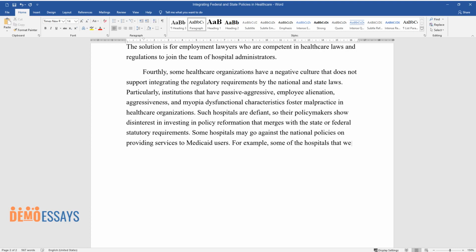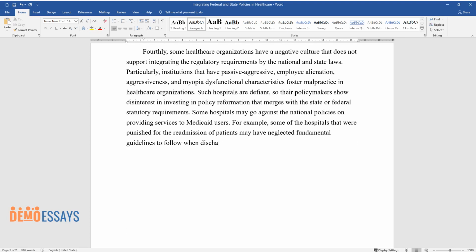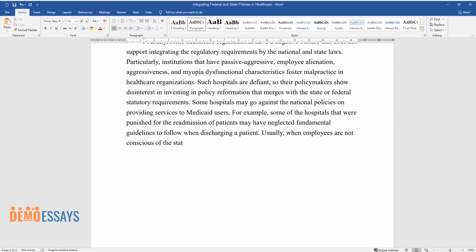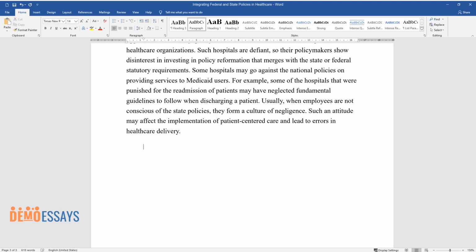For example, some of the hospitals that were punished for the readmission of patients may have neglected fundamental guidelines to follow when discharging a patient. Usually, when employees are not conscious of the state policies, they form a culture of negligence. Such an attitude may affect the implementation of patient-centered care and lead to errors in healthcare delivery.